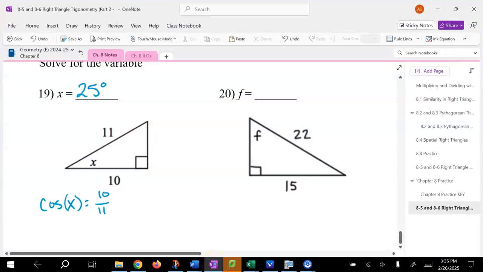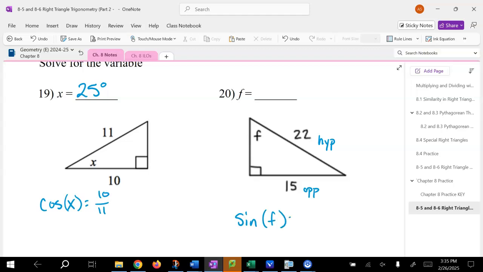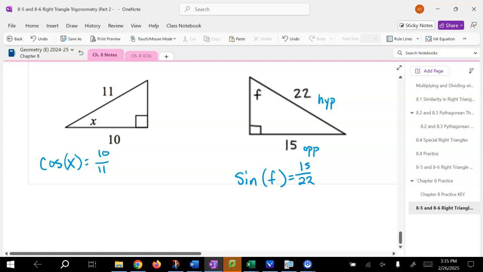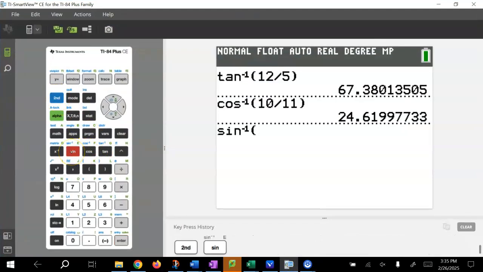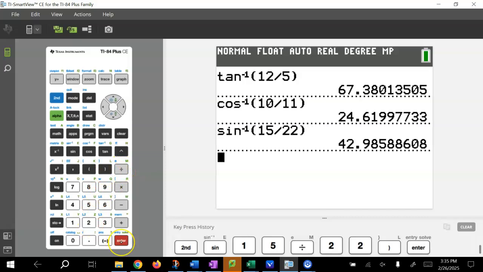For f, this is our opposite and our hypotenuse. So we want the sine of angle f, which is 15 over 22. So the inverse sine, right, of that fraction. Second sine of your fraction, so 15 over 22, gives us 43 degrees.